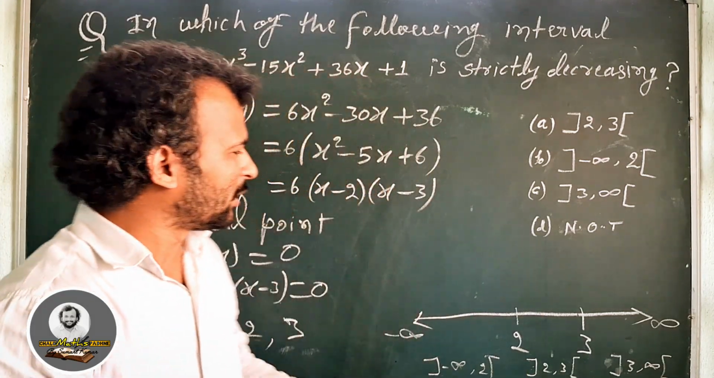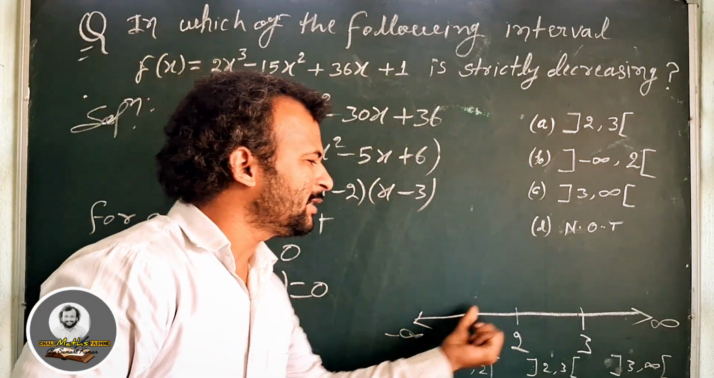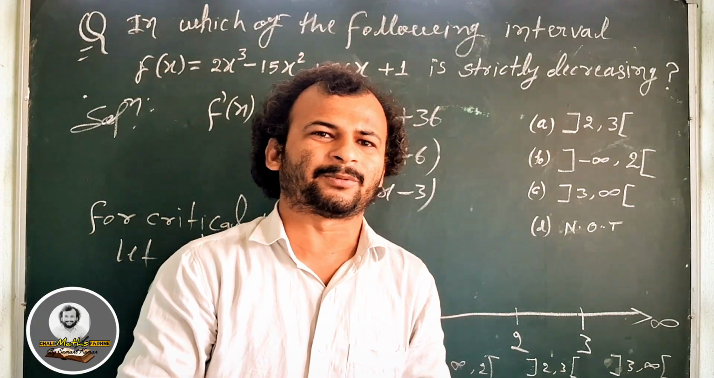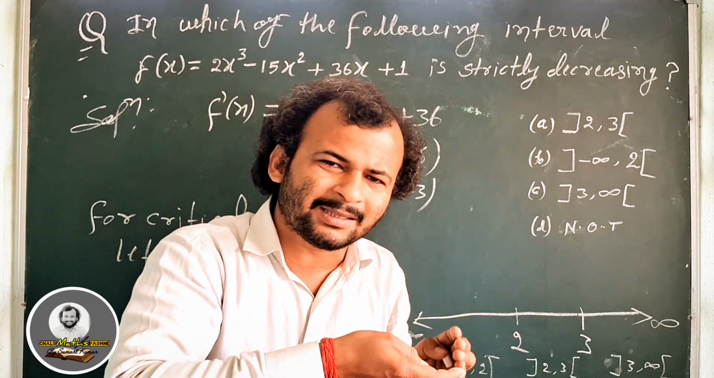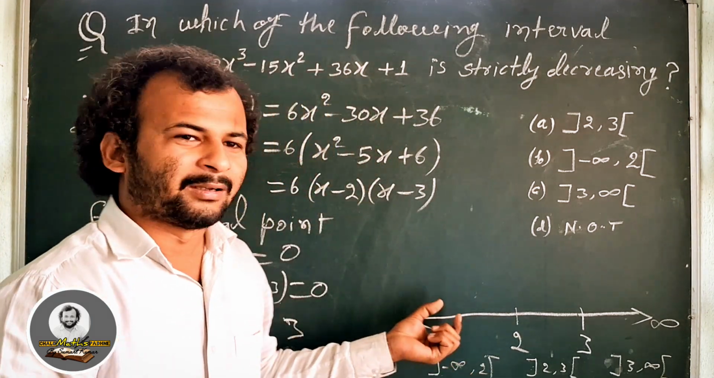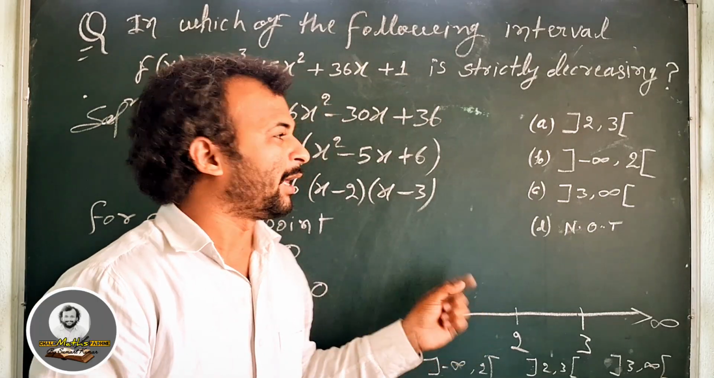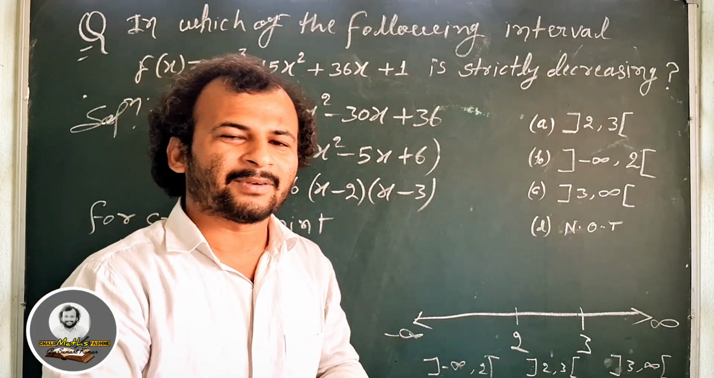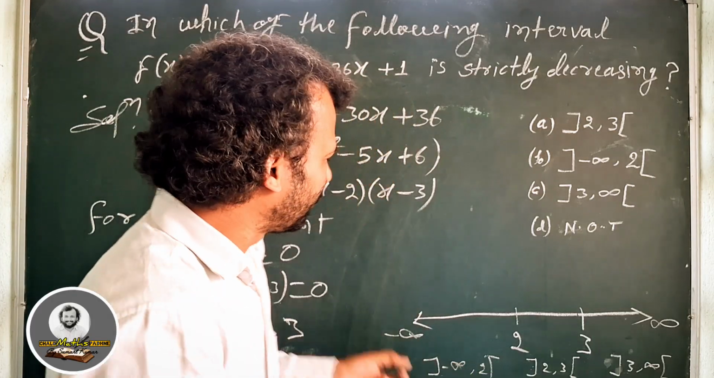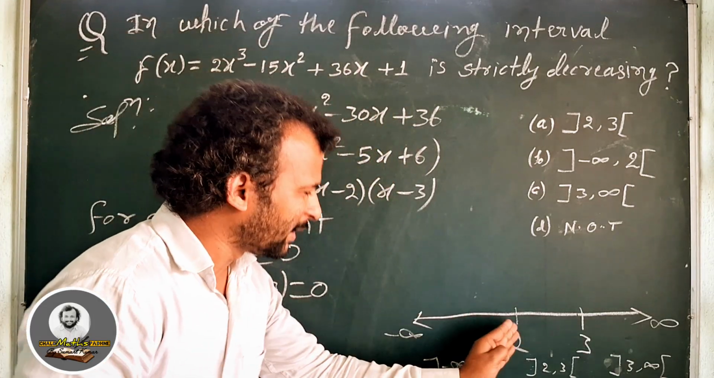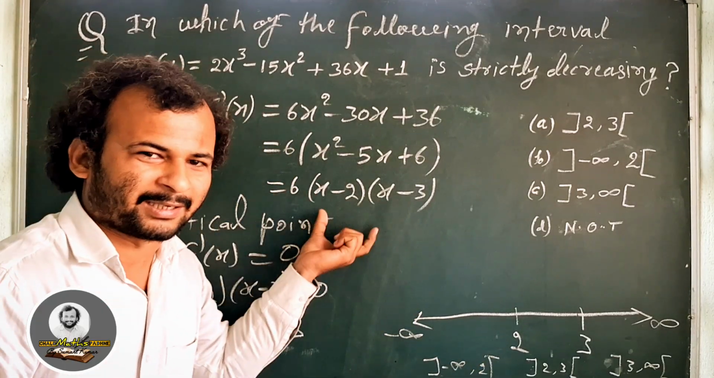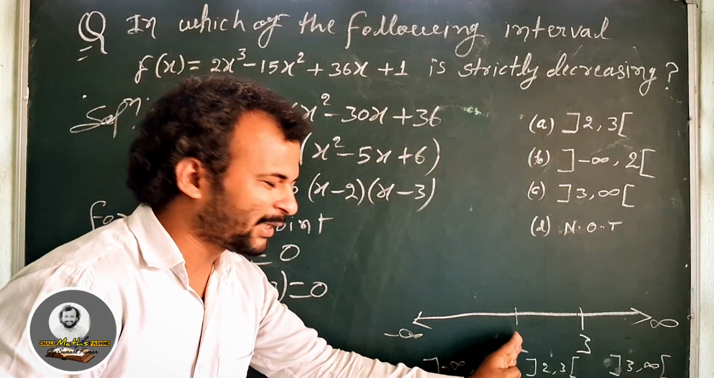Now we put the values from each interval in the given derivative, and we know that if f dash x is less than 0 for all x belongs to an interval, then in that interval f(x) is decreasing. If f dash x is greater than 0, then f(x) is increasing, right? So we take a number less than 2 and put the number in f dash x.